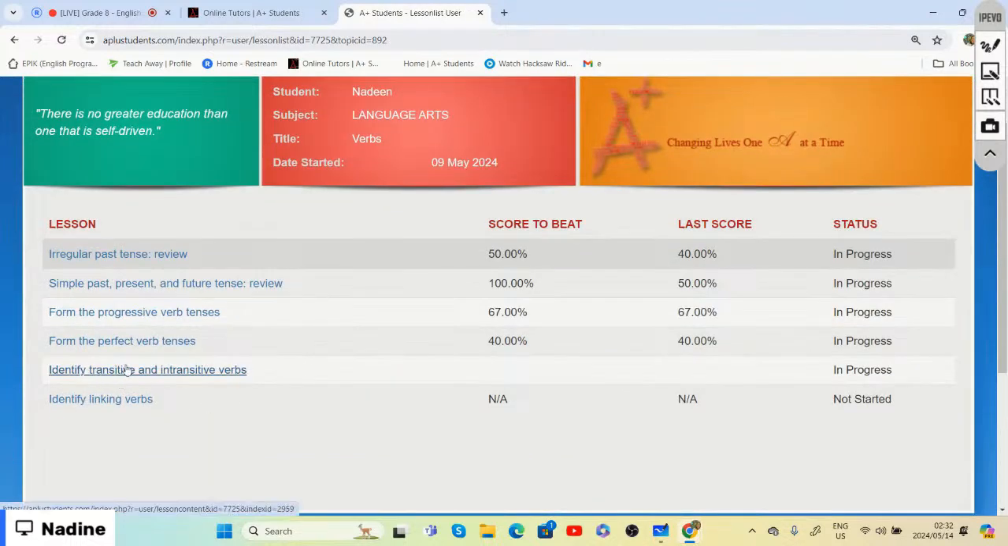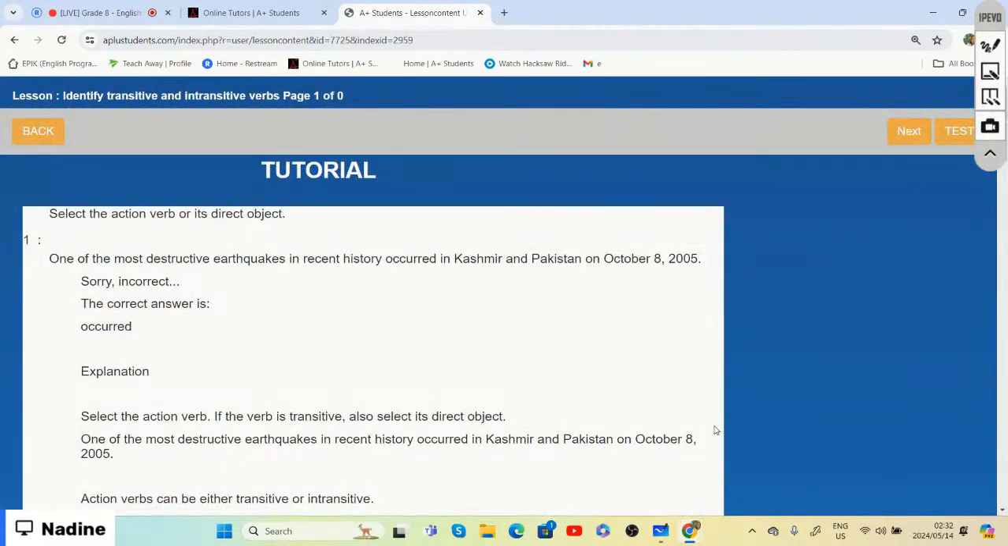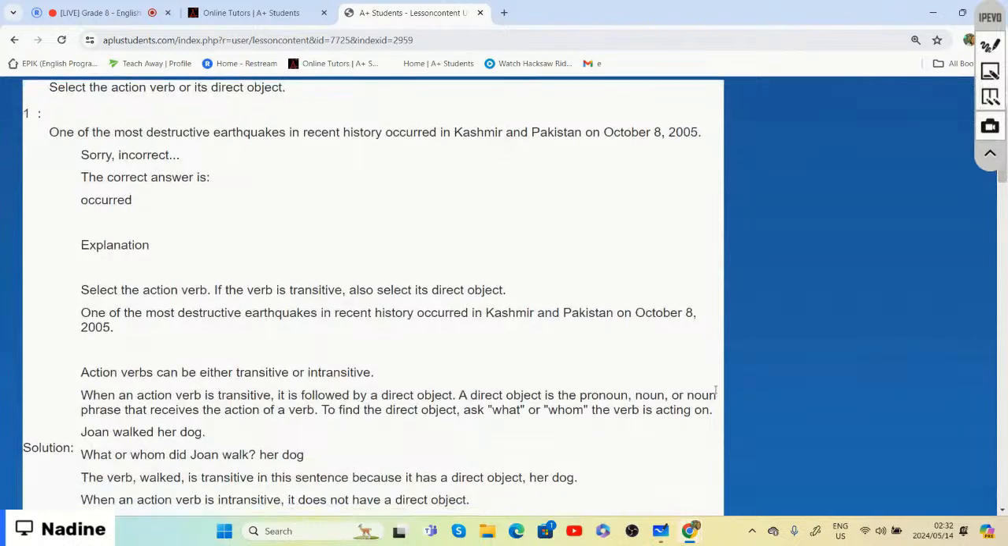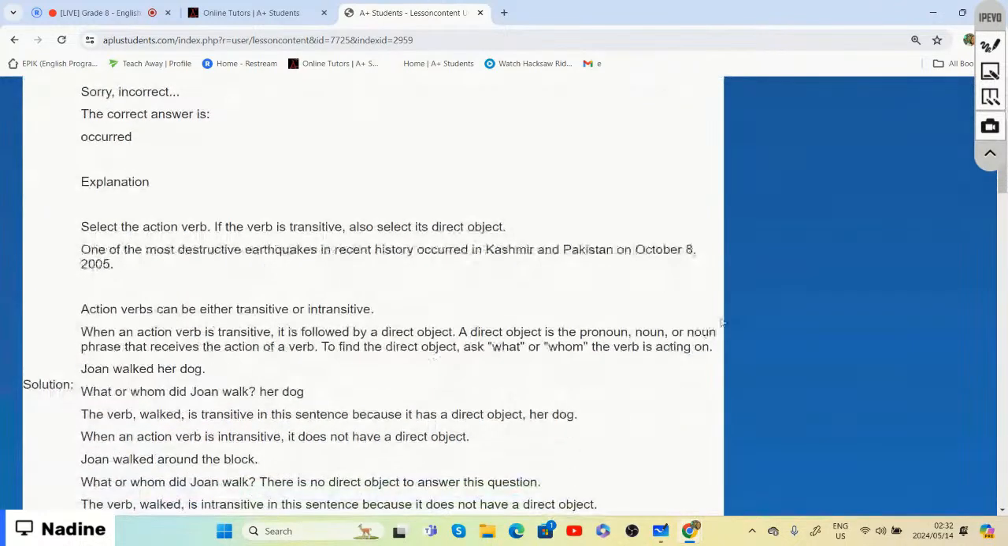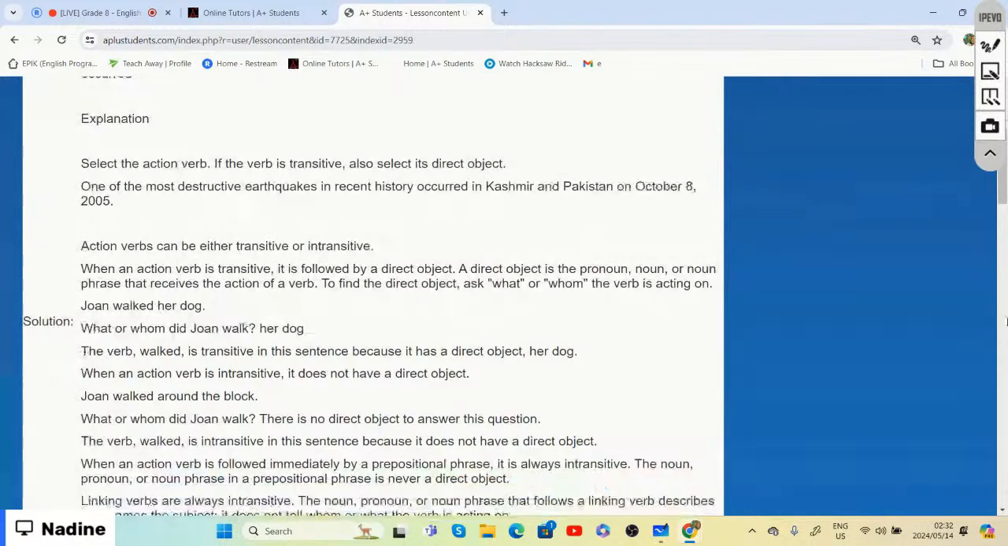All right, so now we're going to identify transitive and we're going to identify intransitive verbs, right? So we said action verbs can either be transitive or action verbs can be intransitive, right? And we said when an action verb is transitive, then it means that it is followed by a direct object. It either tells us what or whom the verb is acting on, right?